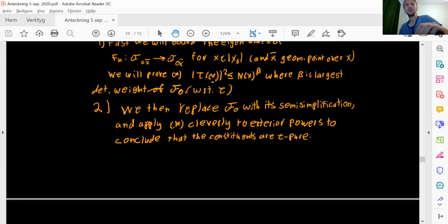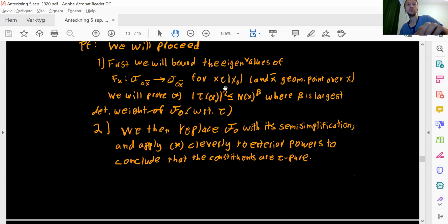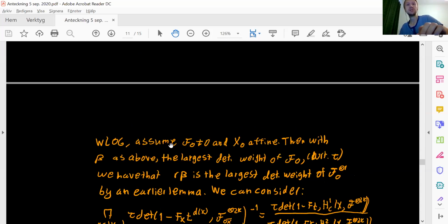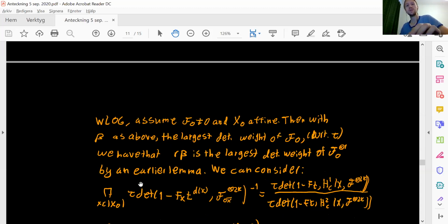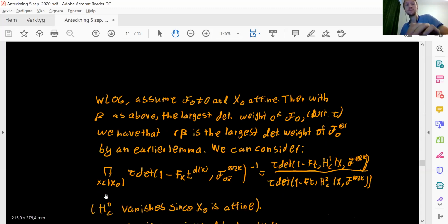To prove the first step, you see that this is a statement about certain points. So we can assume without loss of generality that F0 is non-zero and that X0 is affine. Then with beta as above, the largest determinant weight of F0 with respect to tau, by the argument made previously about how determinant weights behave in tensor products, 2kbeta will be the largest determinant weight of the 2kth tensor power of F0. You can then consider the L function, which is the product over all points in X of the characteristic polynomial of the Frobenius, in t^deg(x).